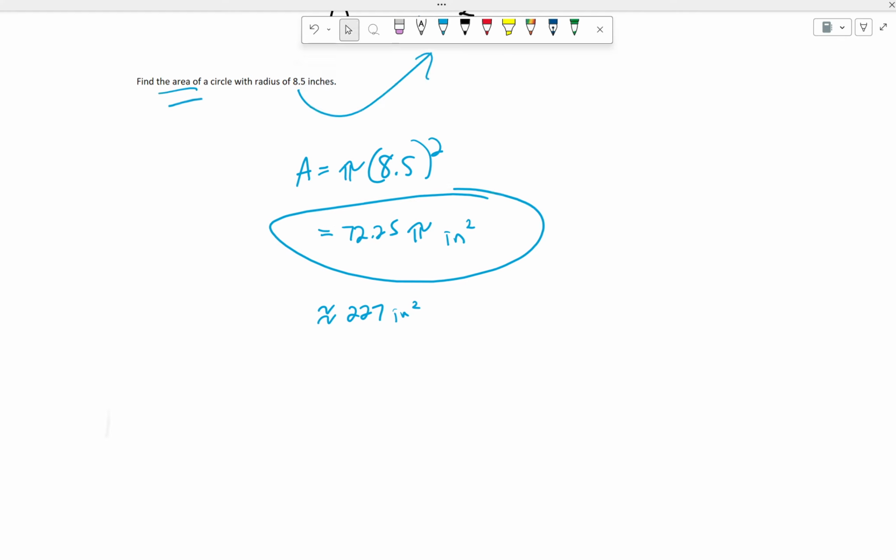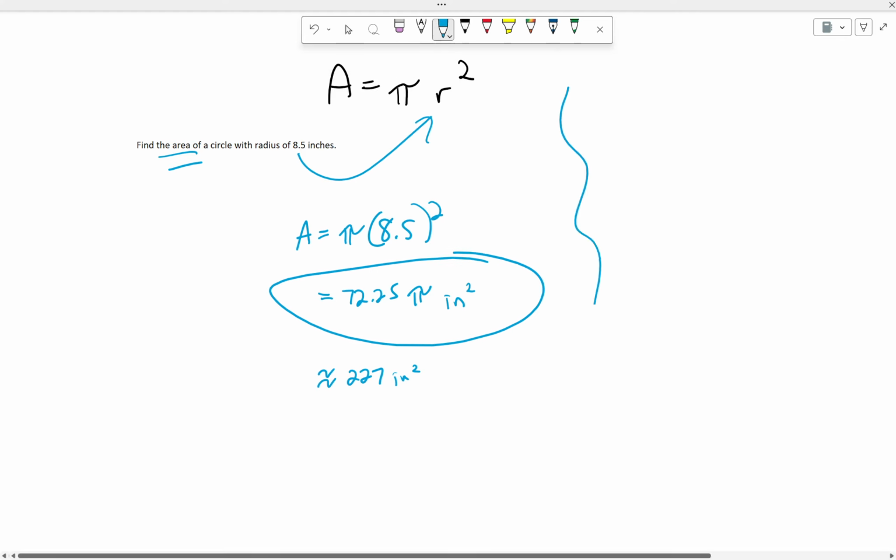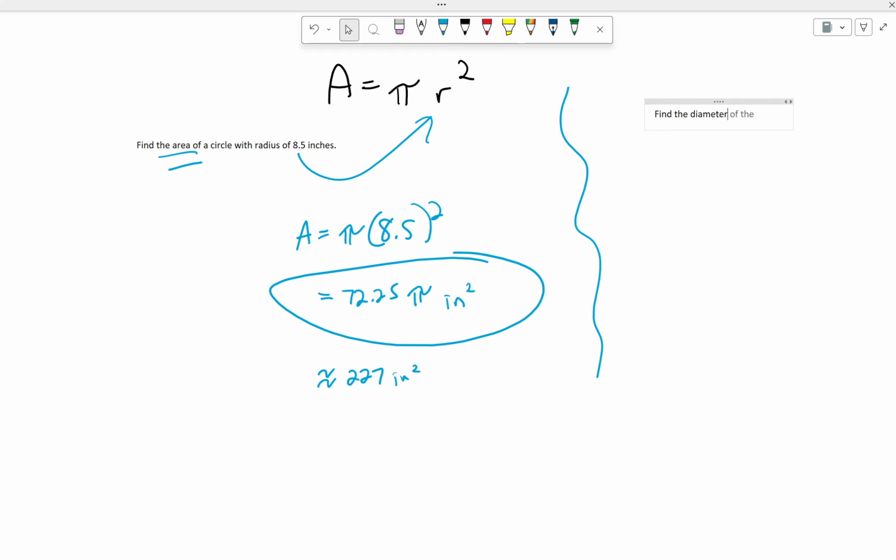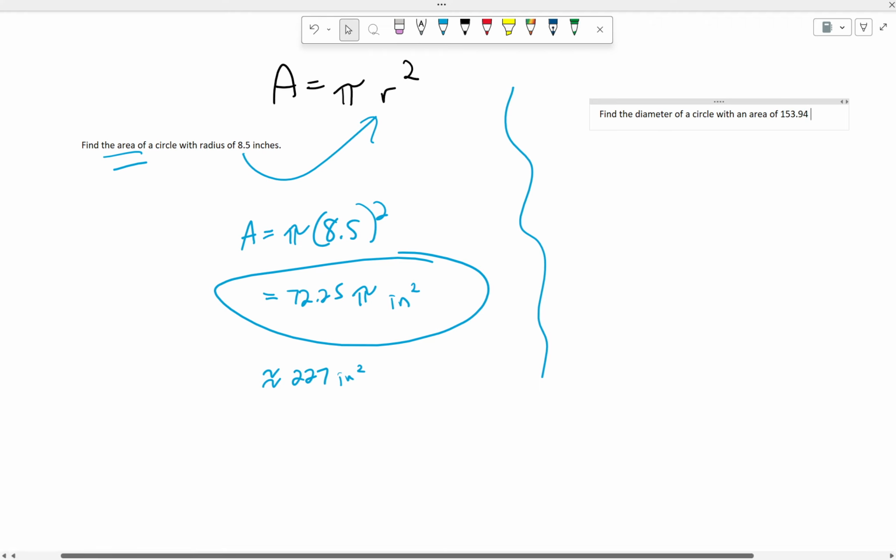Okay, we're now going to find the diameter of a circle with an area of 153.94 feet squared.